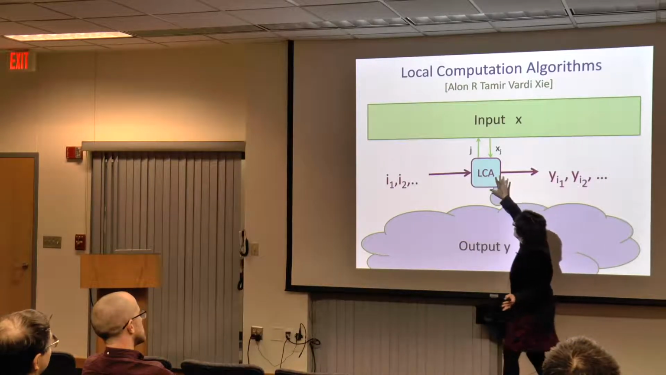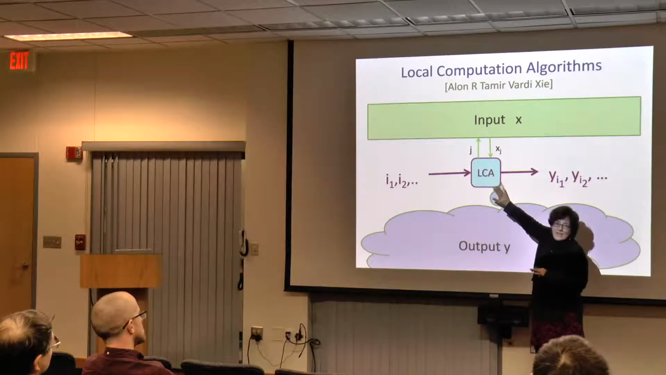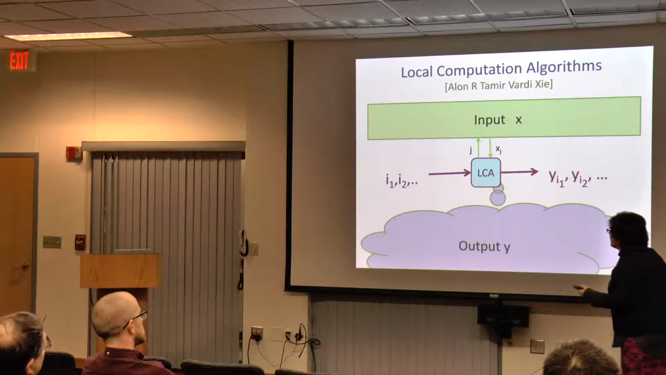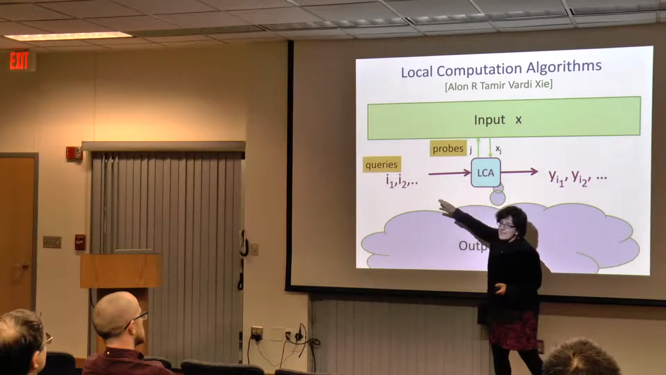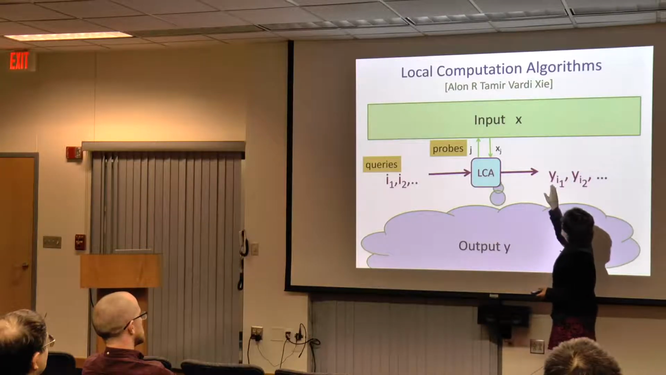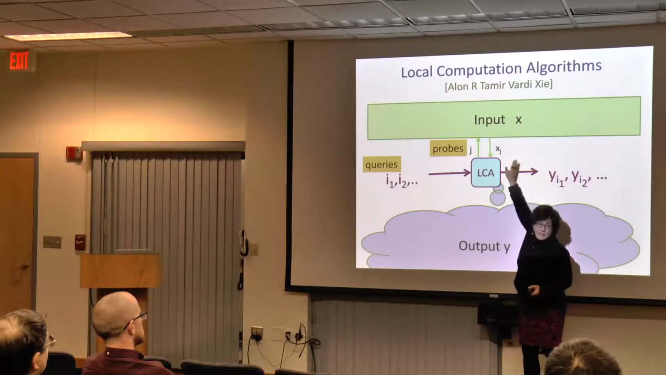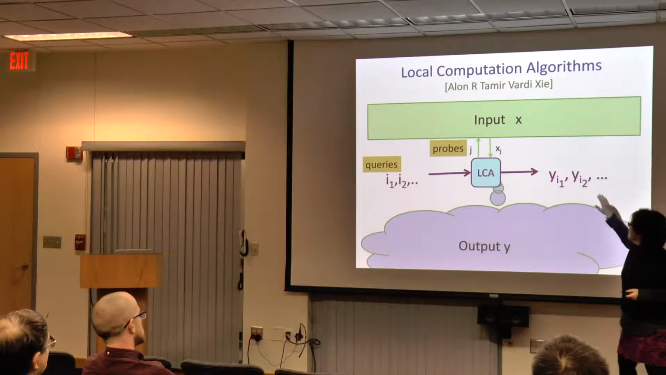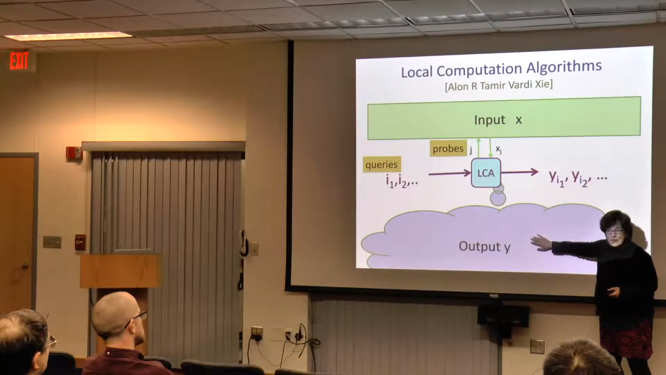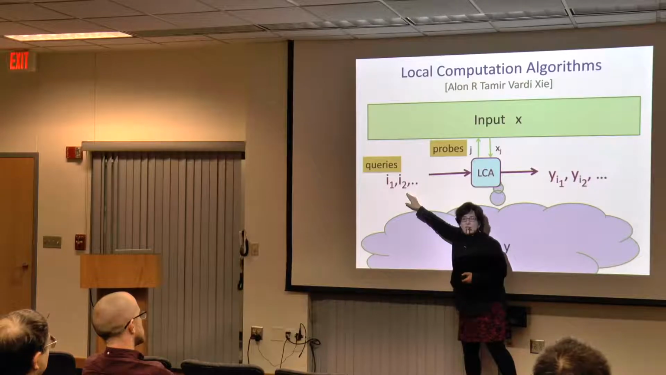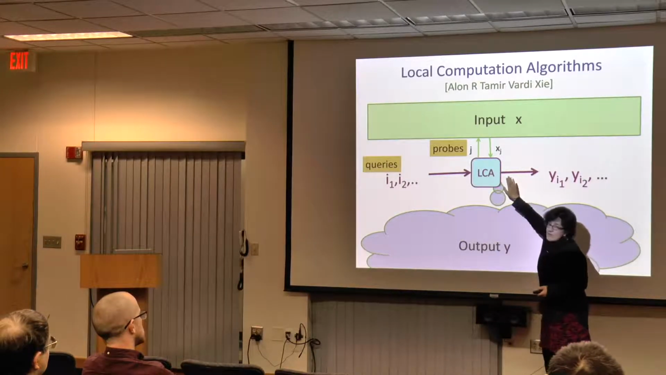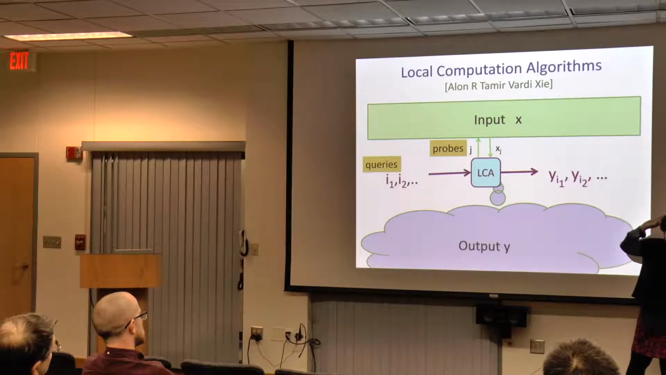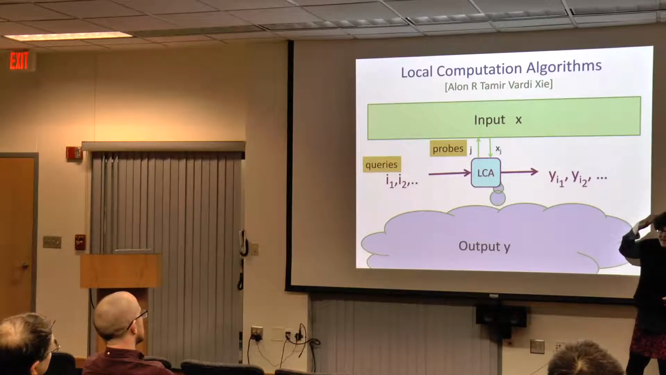Now, what we'd like to do is write some kind of procedure, which we'll call a local computation algorithm, and it processes queries for us. So we query this local computation algorithm, and we ask it, what is the value of the output at location I1? And it may probe the input in a few places, do some computation on the probes that it looks at, and then say, oh, the answer is y sub I1. And then I say, okay, well now I want to know the value of the output at location I sub 2. This local computation algorithm will make more probes and give me the answer y sub I sub 2. Okay, so that's the idea.